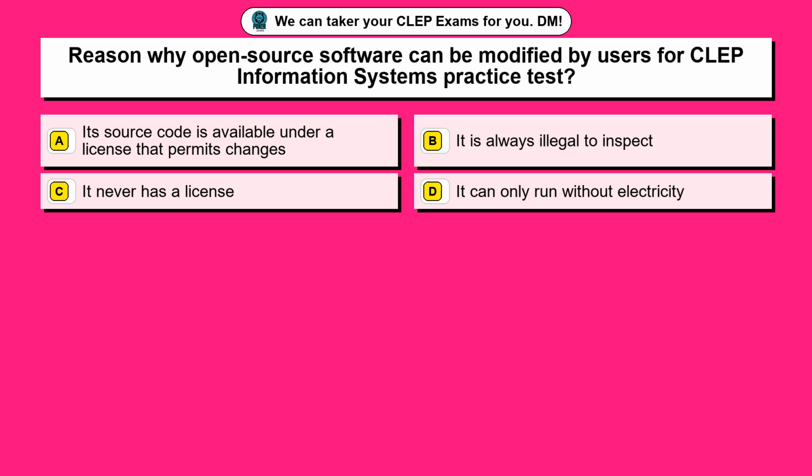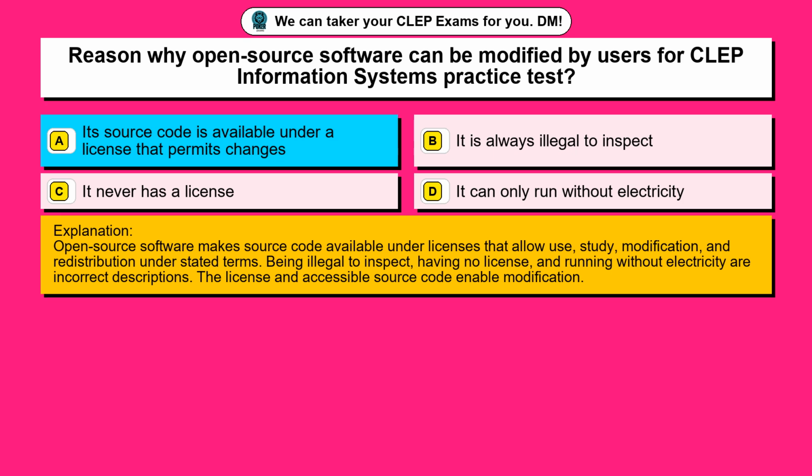Option B. It is always illegal to inspect. Option C. It never has a license. Option D. It can only run without electricity. The correct answer is option A. Its source code is available under a license that permits changes.